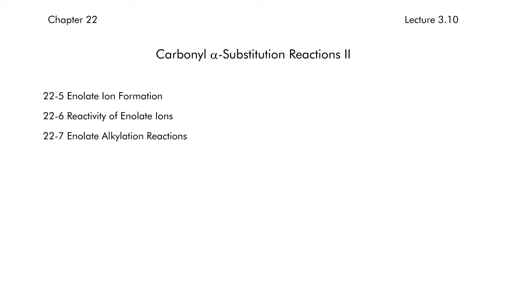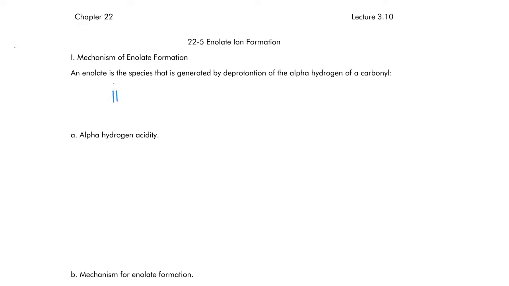So that's what we're going to learn about: enolate ion formation, the reactivity of enolates, and then some specific reactions for them. So with that, let's get started. An enolate is a species that is generated when you deprotonate the alpha hydrogen next to a carbonyl. I've drawn a carbonyl here. This could be an aldehyde or a ketone, but it also could include esters and amides or carboxylic acids. And if we have a base present with sufficient strength to remove that alpha proton, that's exactly what can happen. And that is what leads to the generation of an enolate.